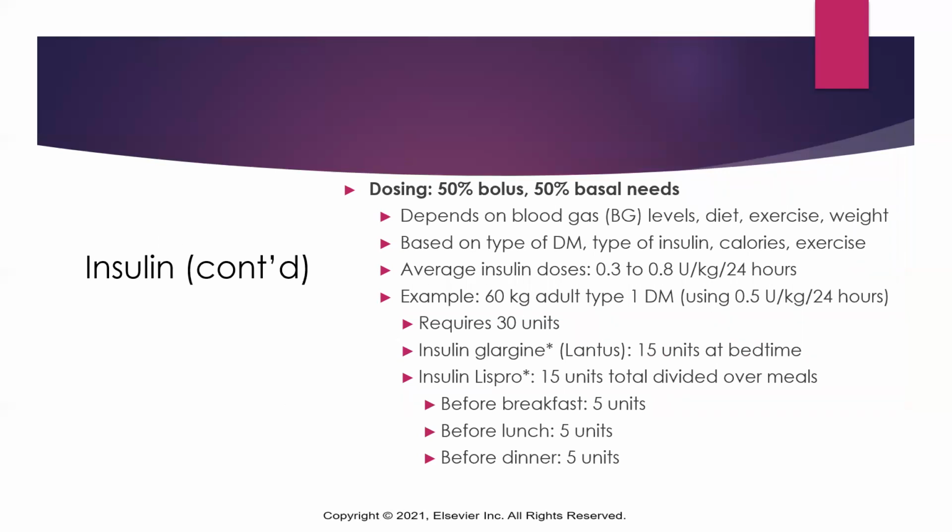Big thing that you need to know, dosing. 50% of our insulin is going to be bolus dosing. 50% is a basal dose. What does basal mean? Basal is around the clock. So half of it I want controlling from here on out. Half of it I want right now. 50 bolus, 50 basal. We're going to have to change these depending on our patient's activity level, what their blood glucose readings come back as, what type of diabetes they have, and what their average insulin dosing is.